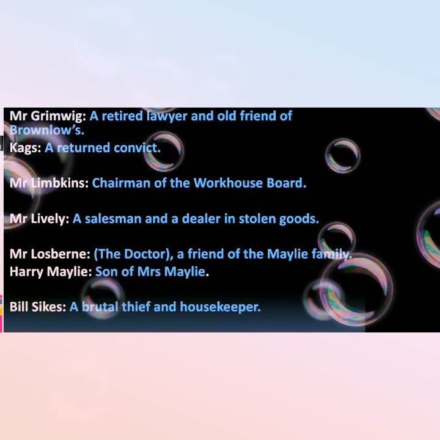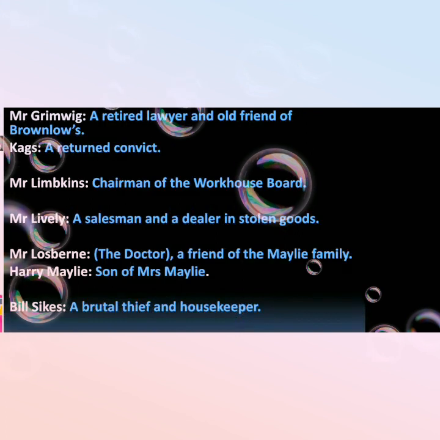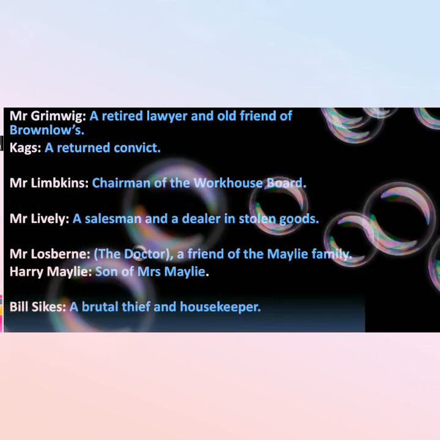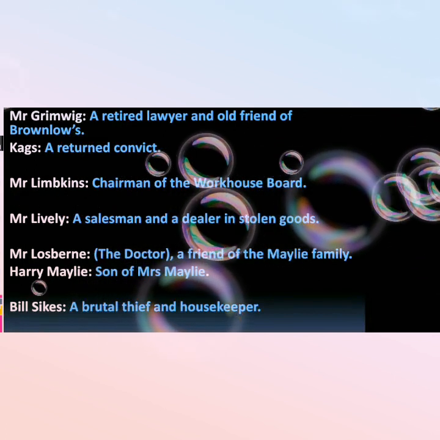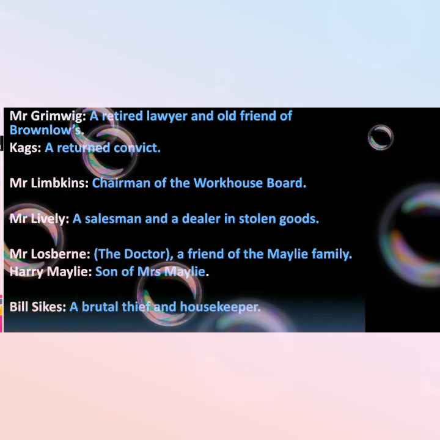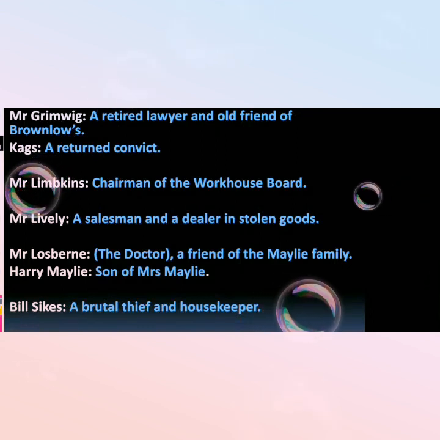The next character is Mr. Grimwig. He is a retired lawyer and old friend of Brownlow's. And then there is another character whose name is Cax. He is a returned convict. The next character is Mr. Limpkins. He is the chairman of the workhouse board. And then the character Mr. Lively is a salesman and a dealer in stolen goods.